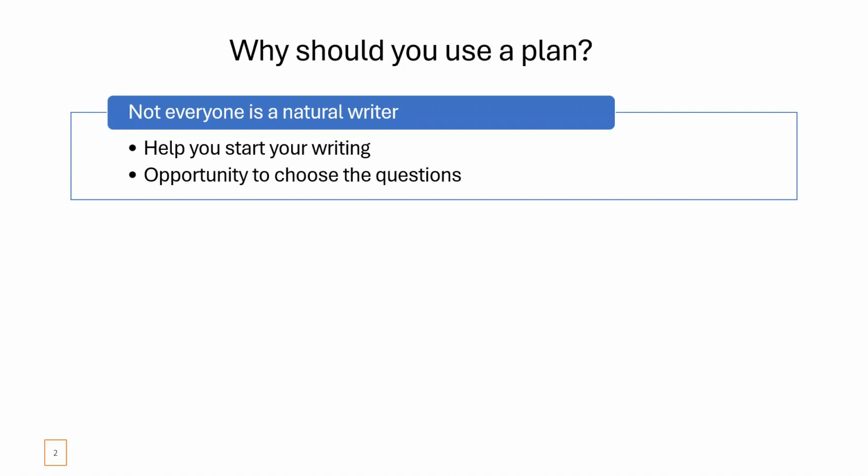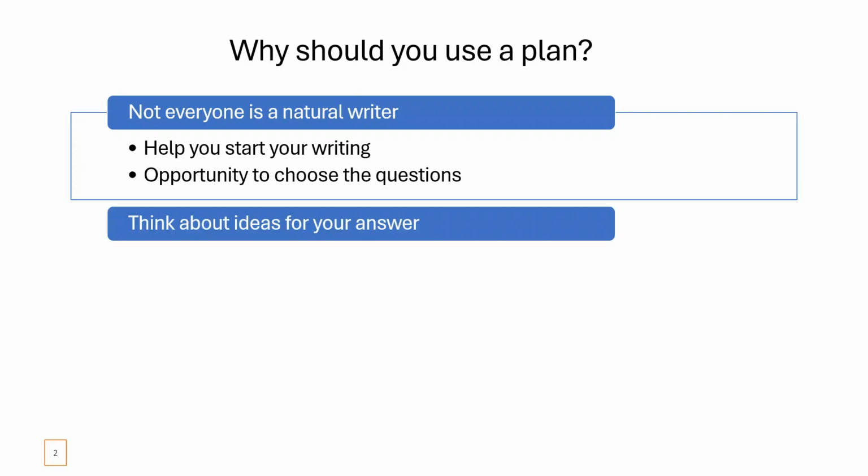It also helps you to look at the questions and to think about what question you want to do. Obviously, in part one, you have to do the essay. But in part two, then, it can help you in thinking about which of the options you want to do. A plan can also help you in thinking about ideas for your own answer.